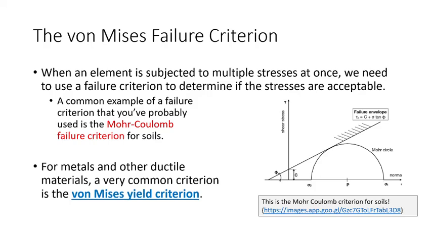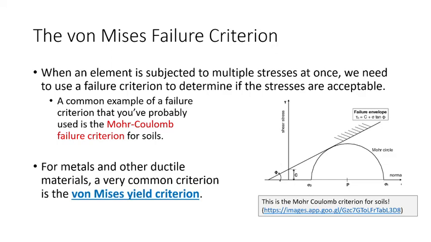Am I right? What's that? You're on the right track, yes. Now, the Mohr-Coulomb failure criterion is appropriate for brittle materials. Would we use that for steel? No, we would not use that for steel. For metals or ductile materials, the most common yield criterion is the von Mises yield criterion.